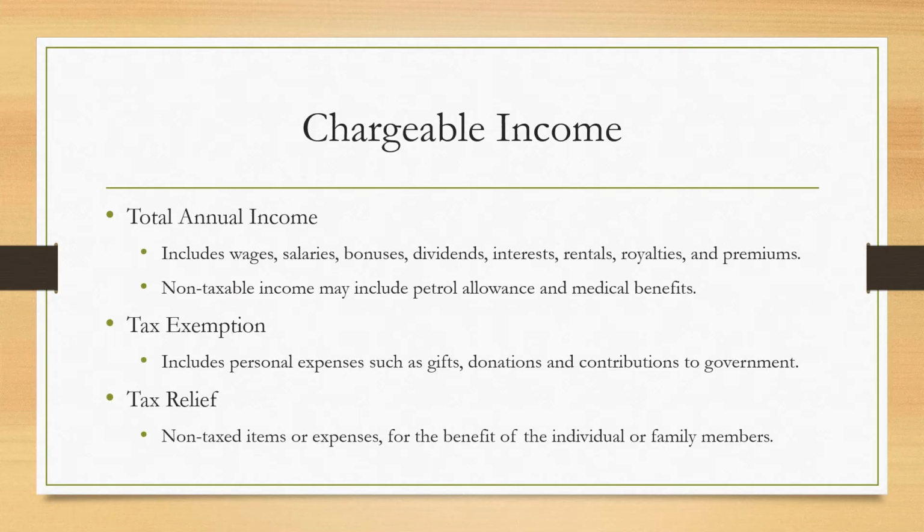With any question relating to your chargeable income, the question will usually ask you to find your total annual income, your tax exemption, and tax relief. The question will tell you, is it a wage, salary, bonuses, dividend, interest, rental, royalty, and premium, or anything else? In most scenarios, the question will not directly tell you it is a total annual income. It will just tell you, for example, this X figure is 100 ringgit wages. So immediately from the get-go, you know it's total annual income.